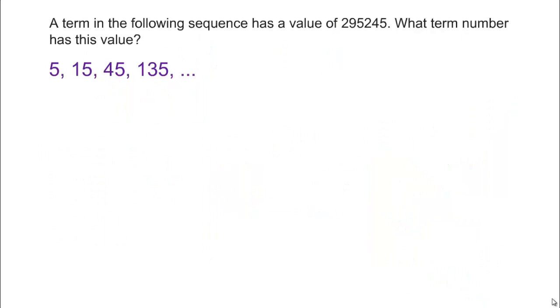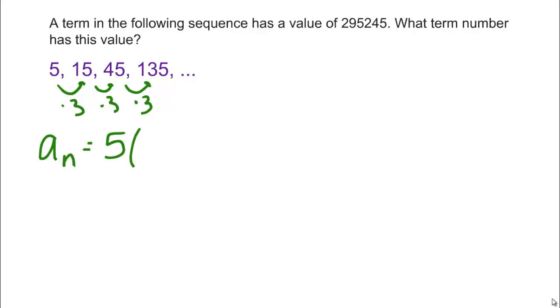Let's go backwards. This is telling us that a term in the following sequence has a value of 295,245. What term number has this value? Let's first see if we can get an explicit rule and then maybe do some plugging in. Let's see, 5, 15, 45. It looks like each time we are multiplying by 3. Now I know we can get our explicit rule. Our nth term is our first term times our common ratio to the n minus 1.